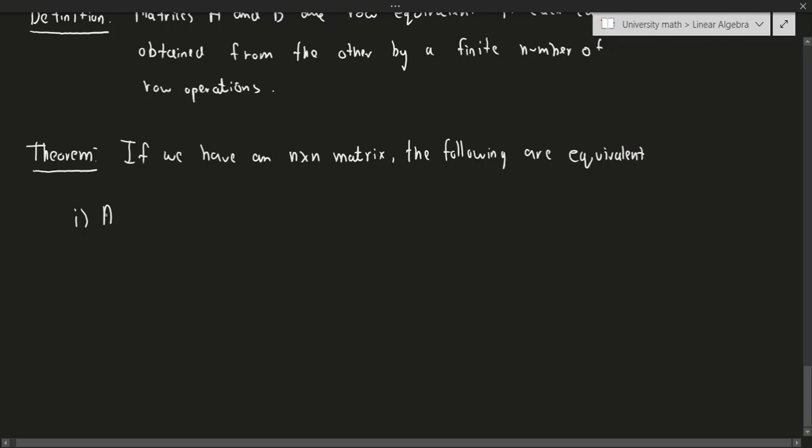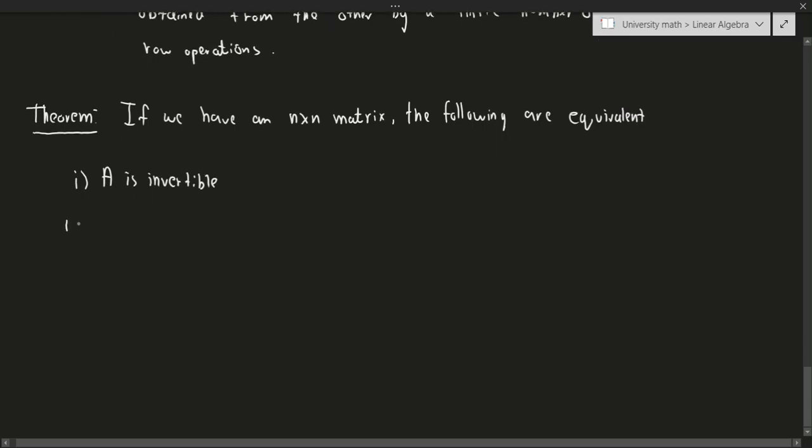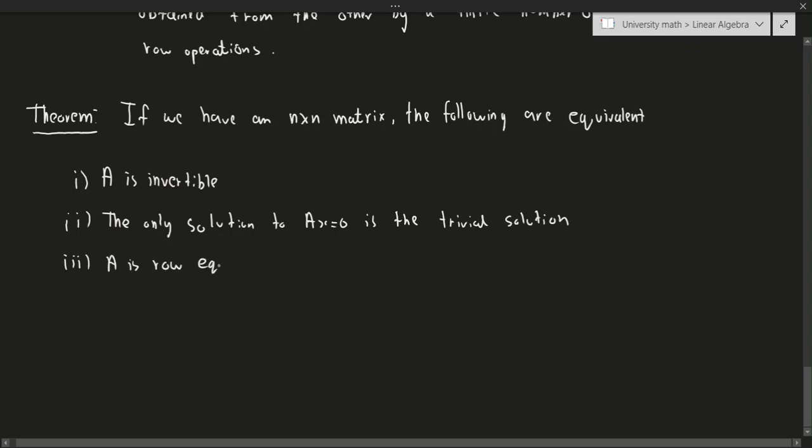Okay, so A is invertible. If A is invertible, then every other statement that I'm writing right now has to be true. So let's just write down all the statements. The only solution to AX equals 0 is the trivial solution. So of course that's when X equals 0. Okay. Next one. A is row equivalent to I_n. And of course, I_n is just the n by n identity matrix.